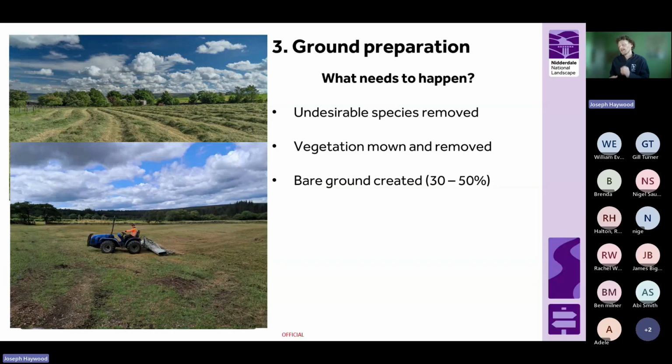Seems quite a lot, you think, 50% bare ground, but it does soon cover back over the winter. But it's just really important. You need that bare ground so the seeds have contact with the ground and have contact with the light from the sun as well. Bare ground is a really important step.